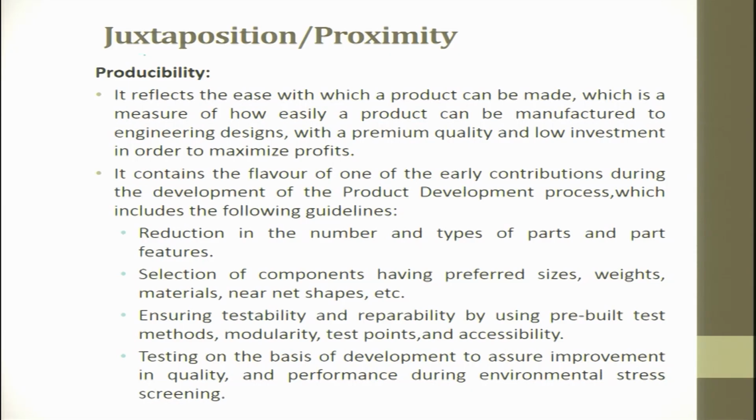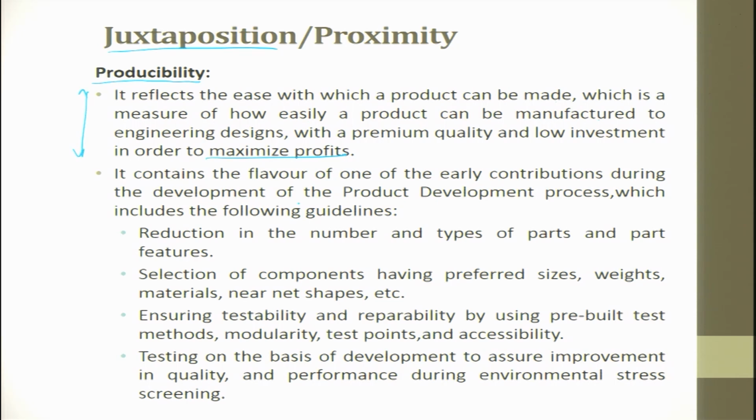Proximity and juxtapositioning. Producibility reflects the ease with which a product can be made, which is a measure of how easily a product can be manufactured to engineering design with a premium quality and low investment in order to maximize profit. This is producibility or proximity.